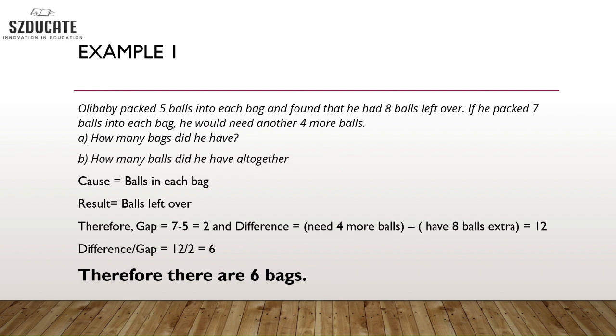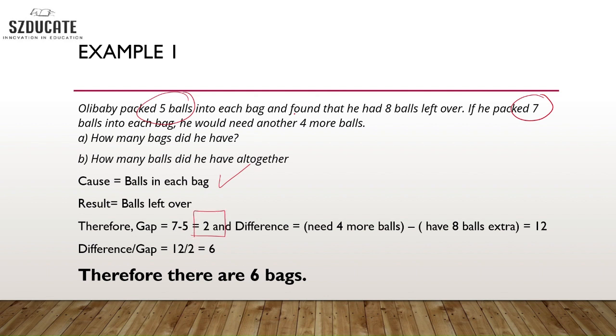The cause is the number of balls in each bag. Agree? Yes, it's because the number of balls in the bag changes. That's why I have a difference. So the remainder is what, the result? The balls left over. So what's the gap now? 7 minus 5. That's the gap. So 7 minus 5 gives me 2.